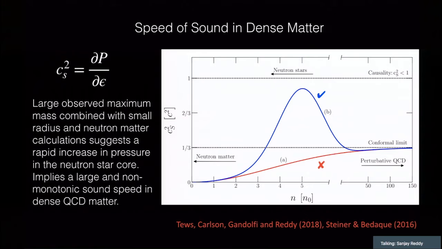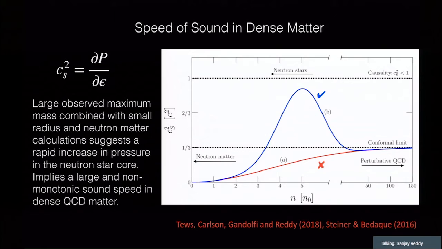For example, the square of the speed of sound in matter is related to the derivative of the pressure with respect to the energy density. So if the pressure changes very quickly with energy density anywhere in the neutron star, that means that the speed of sound has to be very large. Now, it turns out we can calculate the speed of sound at low density using the neutron matter equation of state. We discussed how to calculate the energy and pressure, and so we can take those derivatives to calculate what the speed of sound is at very low density.